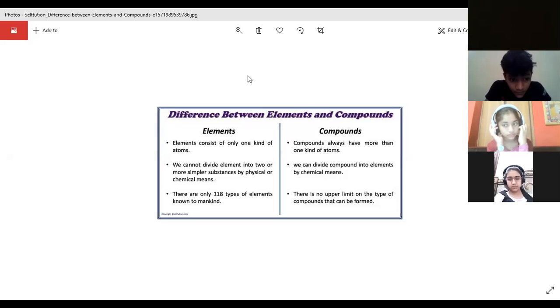Now the third one: there are only 118 types of elements known to mankind. There is no upper limit on the types of compounds that can be formed. अच्छा, अब जो limitations हैं elements की वो तो 118 ही हैं. But when we talk about compounds, there is no limitation. It's infinite. Yesterday, one of you asked me, Miss, is the number of elements higher or compounds? The answer is compounds. I said elements by mistake, but over here, let me correct myself. The number of compounds is much more than elements.